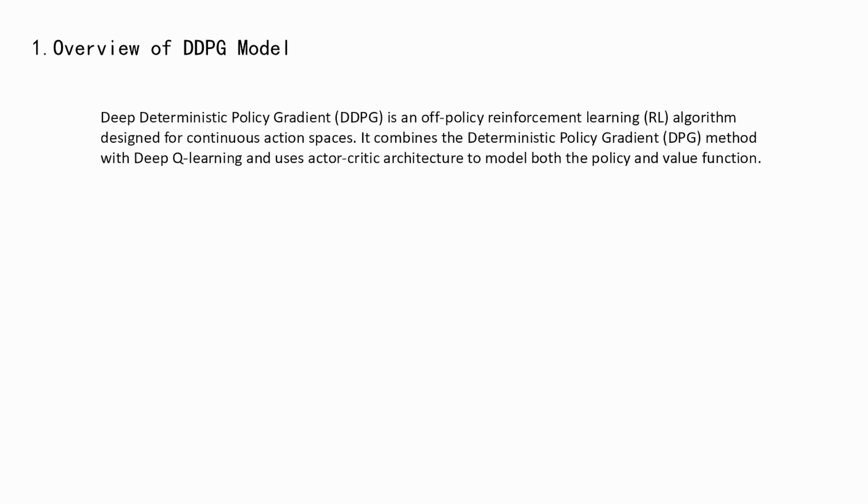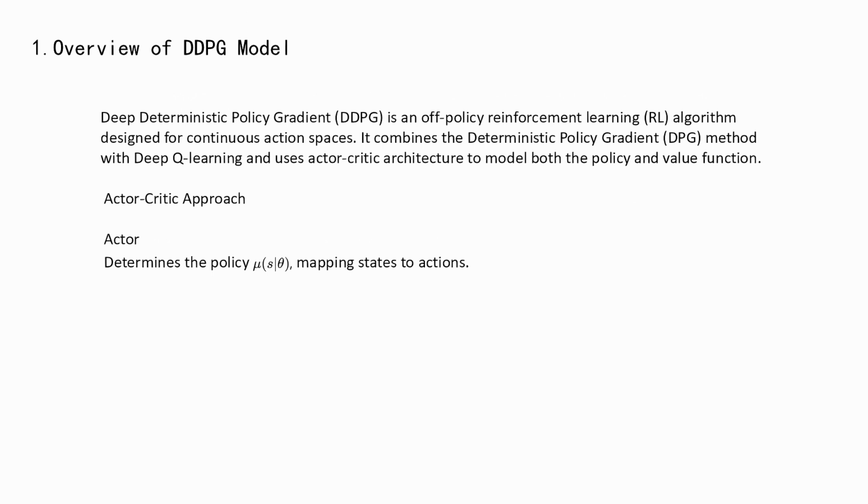Deep Deterministic Policy Gradient is an off-policy reinforcement learning algorithm designed for continuous action spaces. It combines the Deterministic Policy Gradient (DPG) method with deep Q-learning and uses an Actor-Critic architecture to model both the policy and value function. In the Actor-Critic approach, DDPG uses two neural networks.